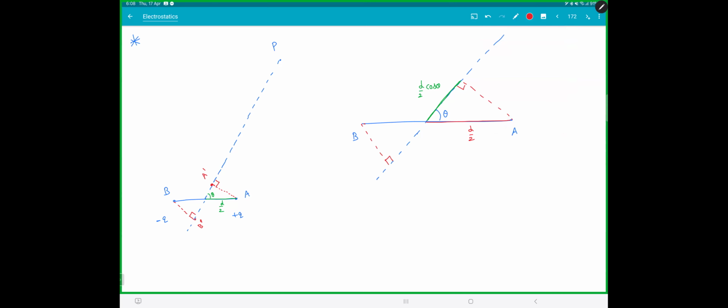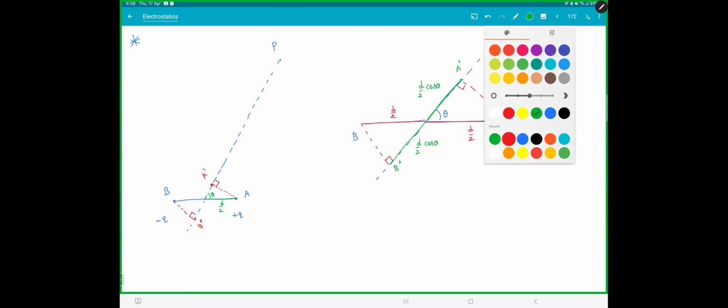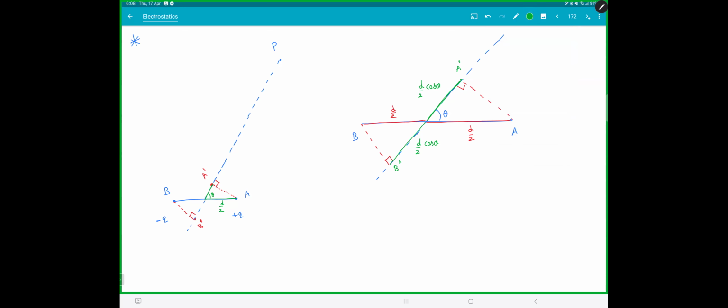Drop a perpendicular. This length will be d by 2 cos theta. This is A dash and this is B dash. So this piece of length which you get here is d by 2 cos theta, and this is also d by 2 cos theta. So this is the approximation which we use. We say AP is almost equal to A dash P, right?